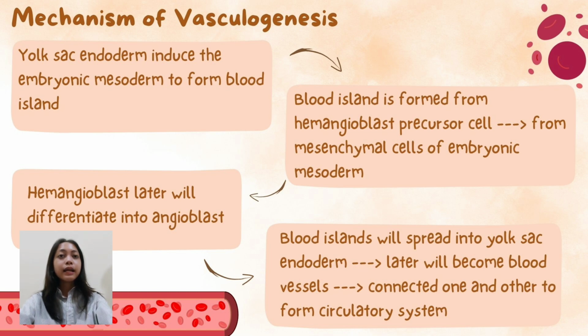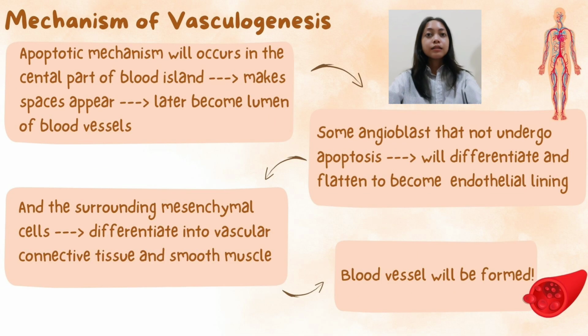Blood islands that already exist will spread in the yolk sac endoderm. All of these blood islands, which later become blood vessels, will unite and connect to each other to form a circulatory system. Then, slowly, an apoptotic mechanism occurs in the central part of the blood island, which makes space appear and later will become the lumen of the blood vessel. Some angioblast cells that did not undergo apoptosis will differentiate and flatten into the endothelial lining.